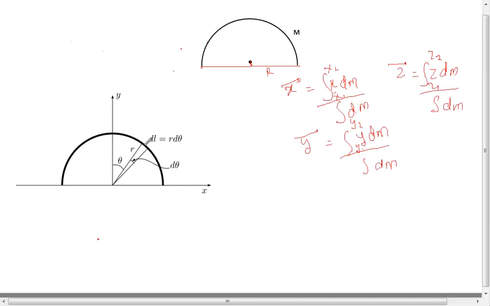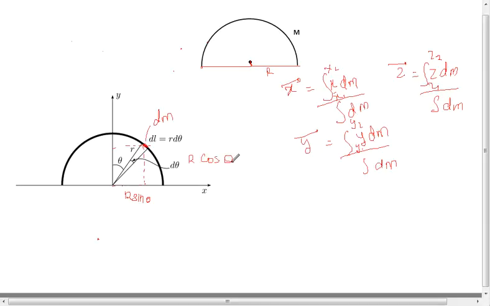So let's suppose at this point, this is the mass dm. The first thing we should do is write down the coordinate of this point. Here this length will be r sin theta, and this length will be r cos theta.